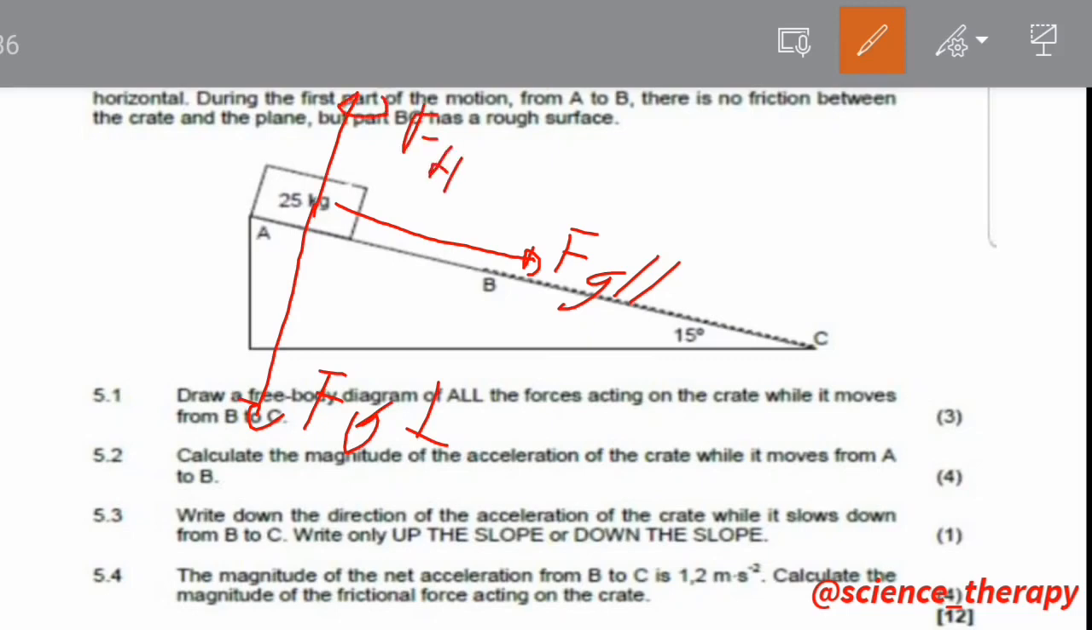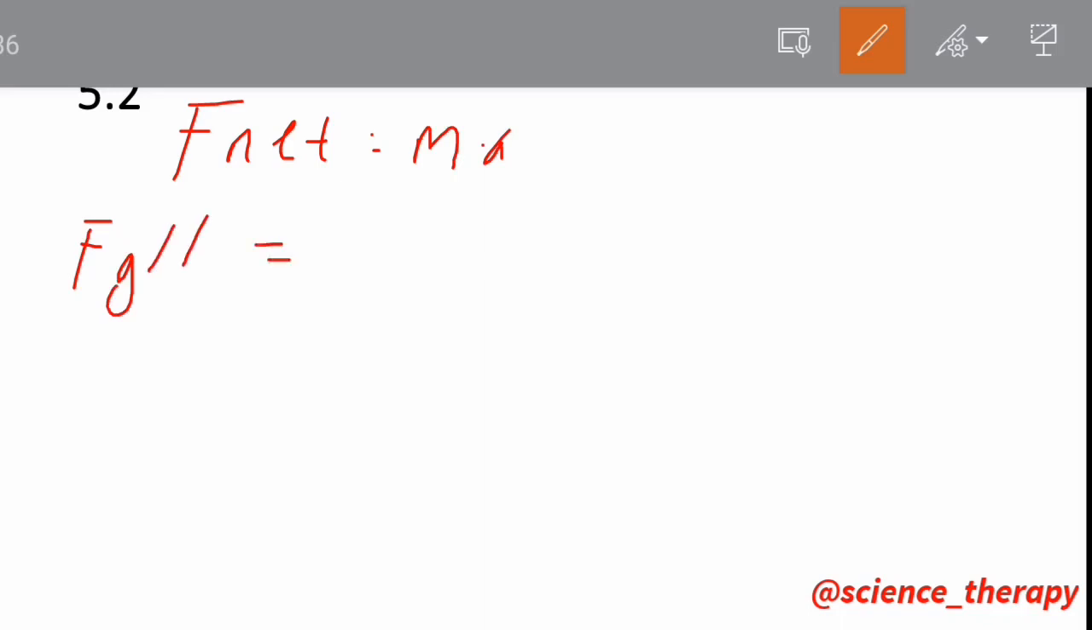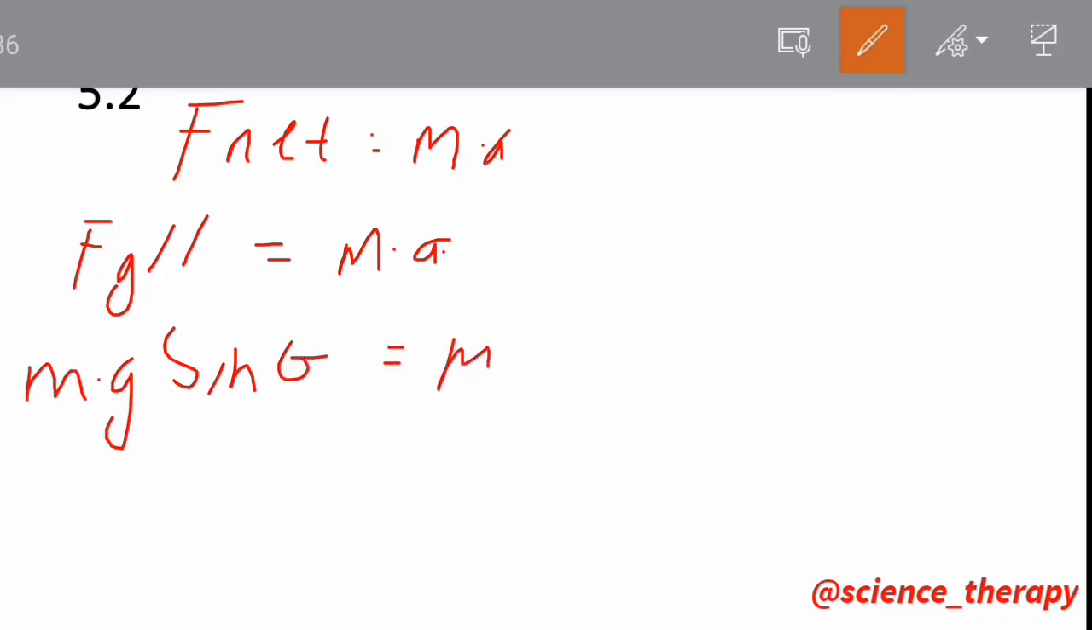So we can see that there are only two forces acting on the surface while it slides down from A to B. Remember, A to B, there is no friction. That is a smooth surface, right? So that means our F net will only be formed by this horizontal force here, FG parallel. So having to calculate that one, we'll say F net is equals to what? MA. But then the only horizontal force forming the F net is FG parallel. So we say FG parallel is equals to mass times the acceleration. So here we have mg sine theta, remember, and then we have MA, right?